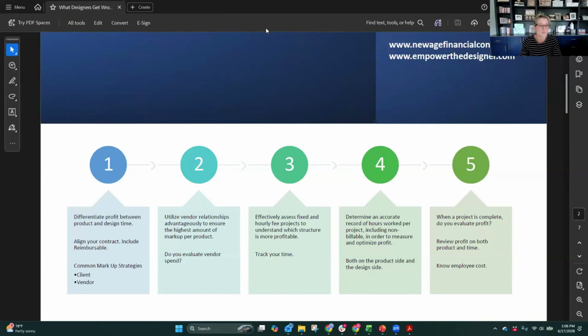One of the first things we also start with is reviewing your contract, right? What does your contract say and what does it allow you to do? So much of our billing practices will circle back to our contract. So make sure that you differentiate profit between product and design, and then make sure that your contract is aligned with both of those things as well.